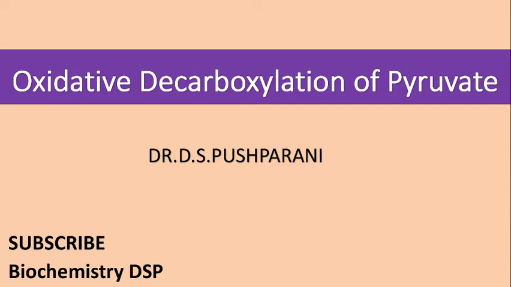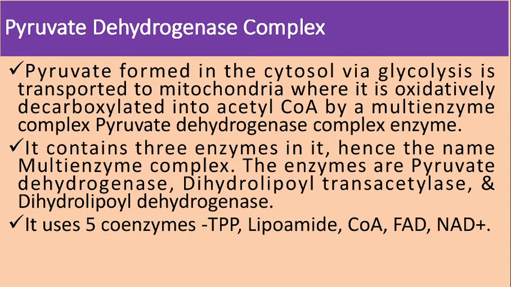Today I'll be discussing the oxidative decarboxylation of pyruvate. Pyruvate undergoes oxidative decarboxylation in the presence of the enzyme pyruvate dehydrogenase complex. It's a multi-enzyme complex consisting of three enzymes. The enzymes are pyruvate dehydrogenase, dihydrolipoyl transacetylase and dihydrolipoyl dehydrogenase.